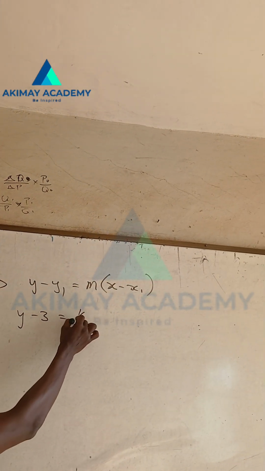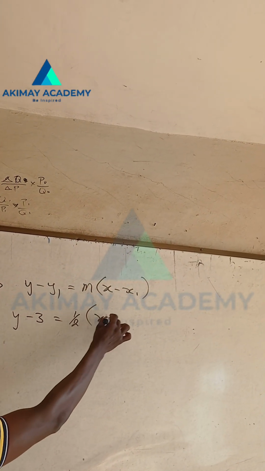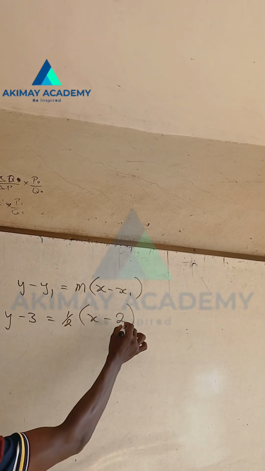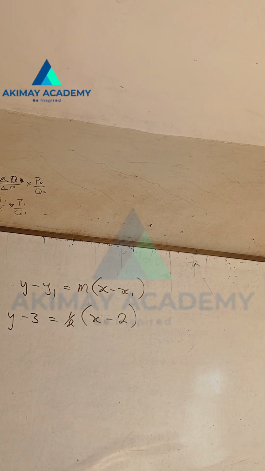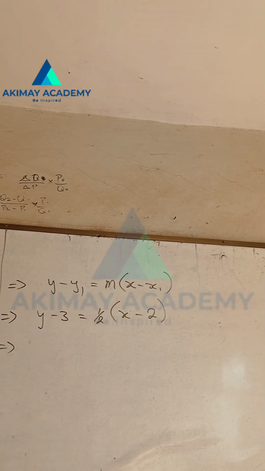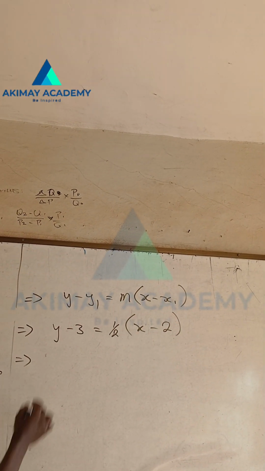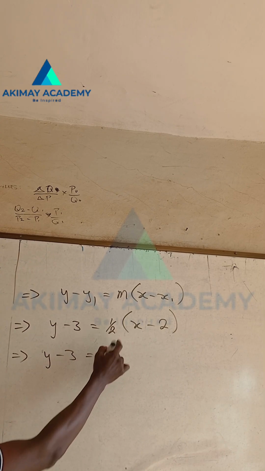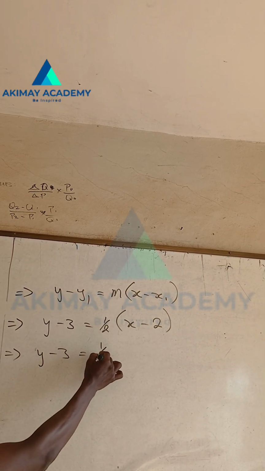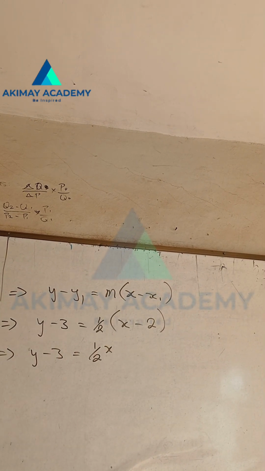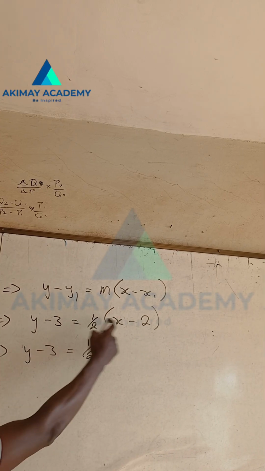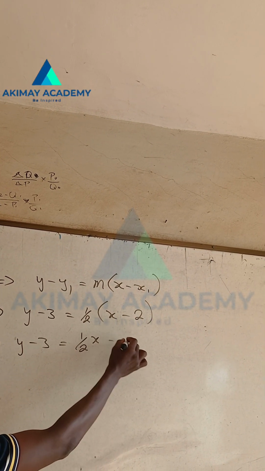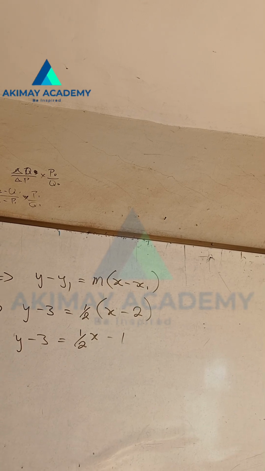Our m is half. x minus 2, which was given to us in the question. We can solve this one nicely. y minus 3. And let's expand the bracket. We have 1 over 2x. Okay. Half times minus 2 should give us minus 1, right?